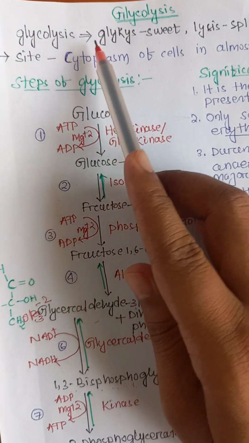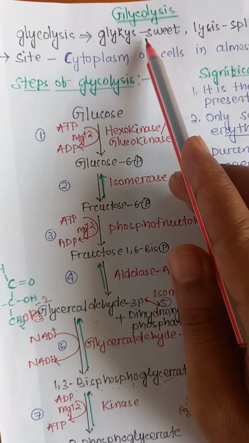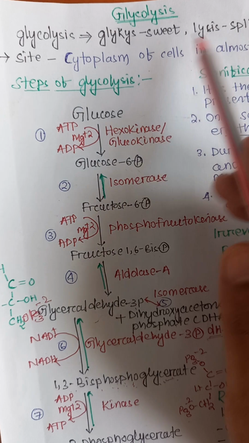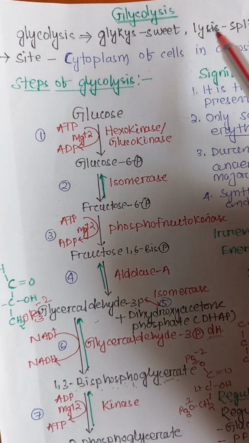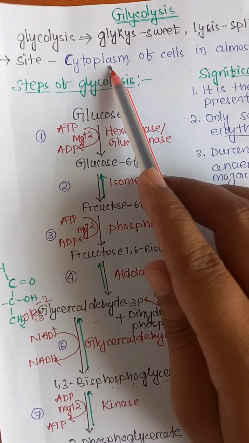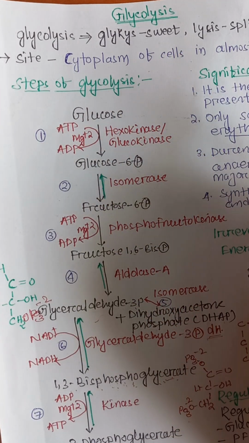Glycolysis is derived from two words, glycose and lysis. Glycose means sweets or sugars, whereas lysis means splitting. So splitting of carbohydrate to pyruvate or lactic acid is called glycolysis. The site of the reaction is the cytoplasm, and it takes place in all the cells.